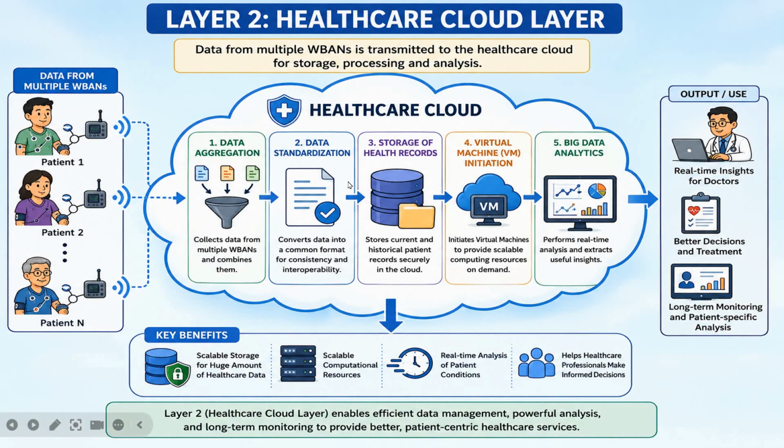Now, here you can see the major functions of the healthcare cloud. The first function is data aggregation, where the information received from multiple WBANs is collected and combined into a unified data set. Next, you have data standardization, where it converts the data into a common format so that the information from the different devices and sensors can be processed consistently. Then the next stage is the storage of health records, where both current and historical patient records are securely maintained, and this long-term storage helps doctors track patient health over extended periods.